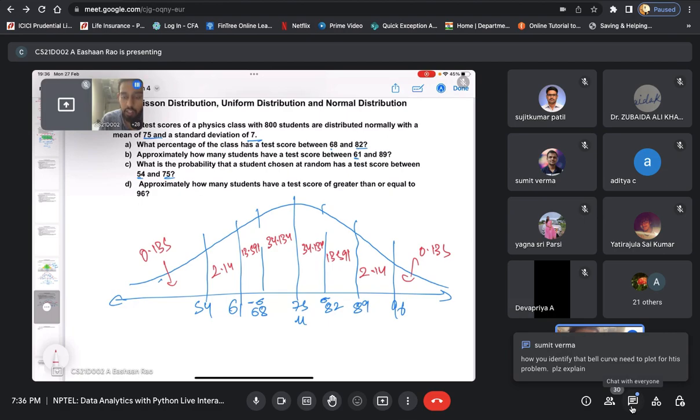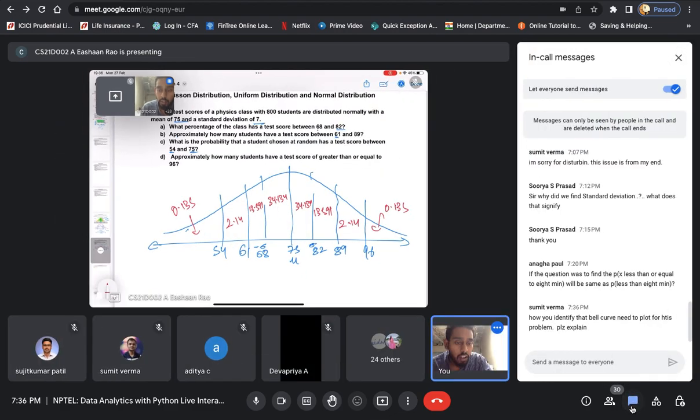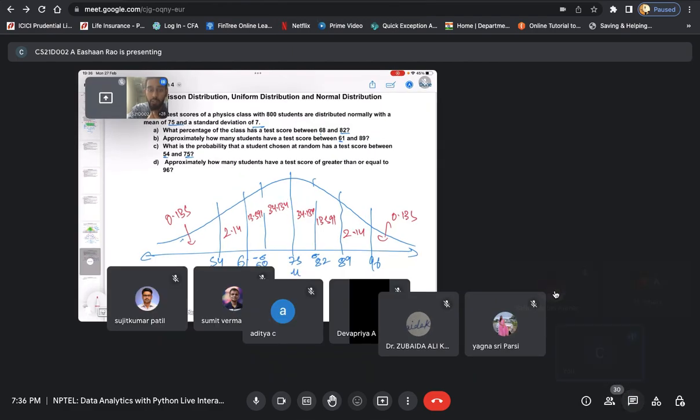How do you identify the bell curve? Okay, I got two questions. Anaga, maybe we can answer that question later. I will try to answer that question later. I just saw that question. So Sumit is asking, how do you identify that a bell curve needs to be plotted for this problem? Please explain.